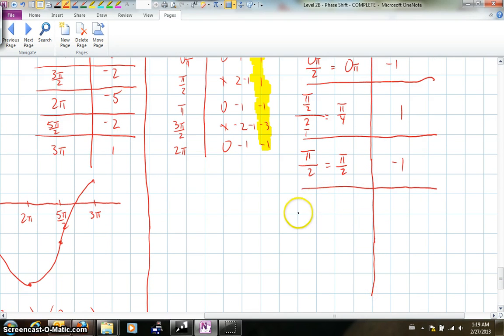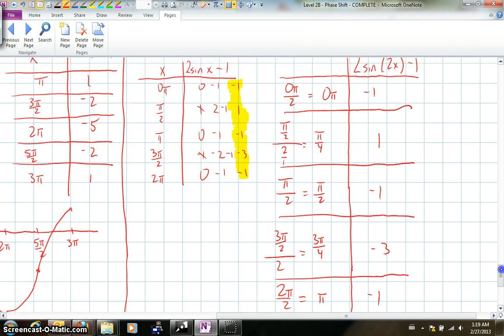Now we've got 3 pi over 2 divided by 2. That ends up equaling 3 pi over 4 with the fraction division. Hopefully you're able to continue doing that well. And then lastly, we're going to take 2 pi, divide it by 2, and we get pi. And so these x's over on the left side are what give us our period of pi, because we started at 0 pi and went all the way through to pi.